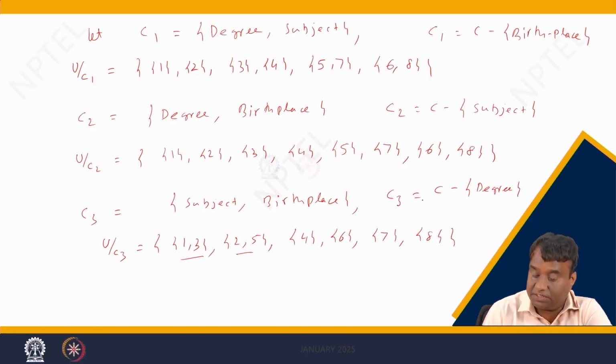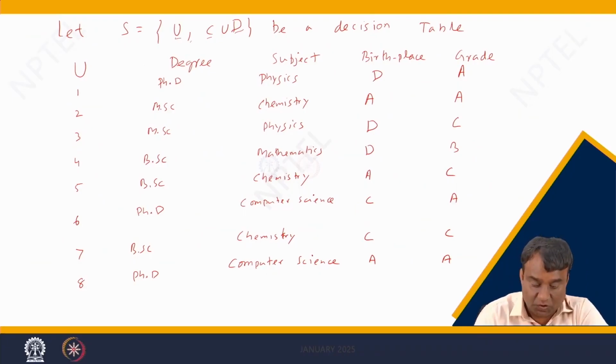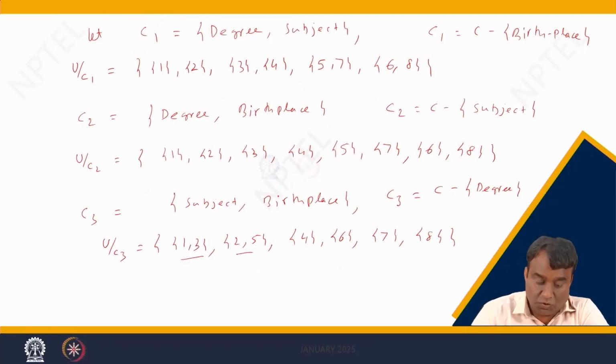C3 is subject and birthplace, that is C3 is C total minus degree. So you'll get 1 3, 2 5, 4, 6, 7, 8. So let's check once again, C minus degree. Omitting degree, you will get 1 and 3 are the same, 2 and 5 are the same, like that. So I hope you have understood the C1, C2, C3 and the indiscernibility relations of C1, C2 and C3.